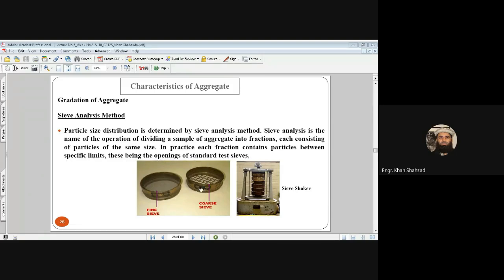Here you can see this is the coarse sieve, and this is the fine sieve. And this is the sieve shaker. You will have to keep the sieves in order. The larger size sieves on the top, followed by the smaller, and so on.